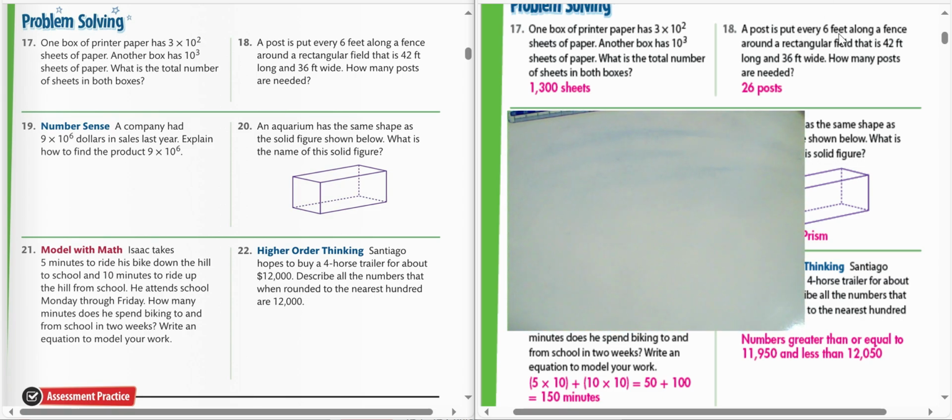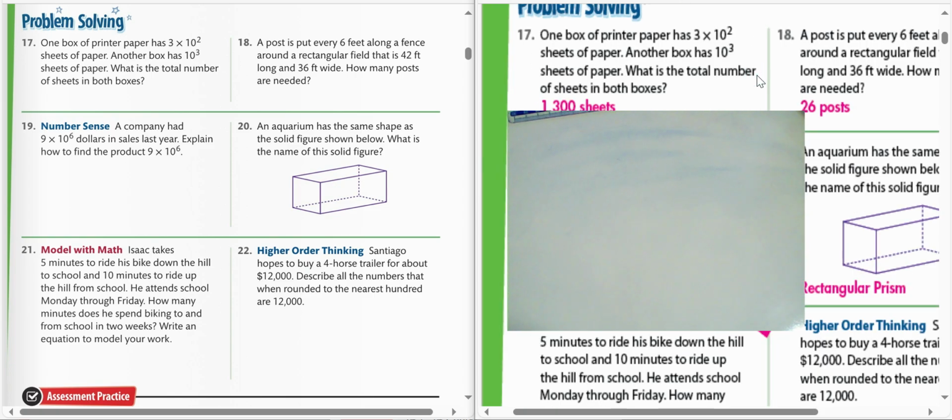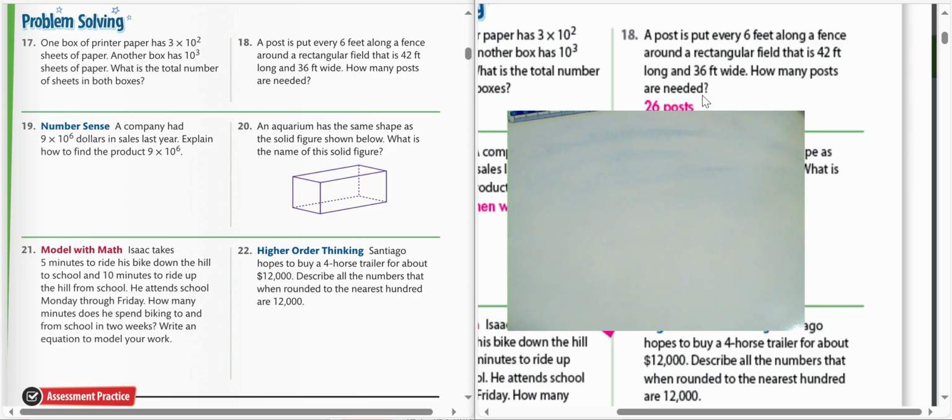Question number 18. A post is put every 6 feet along a fence around a rectangular field. Okay, the fence around the rectangular field is 42 feet. How long? 36 feet. And how many posts are needed? We have 6 feet along the fence around the rectangular field. 42 is the circumference, and along, 36 feet. We have length and width. How many posts are needed?